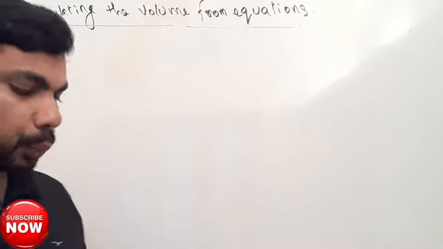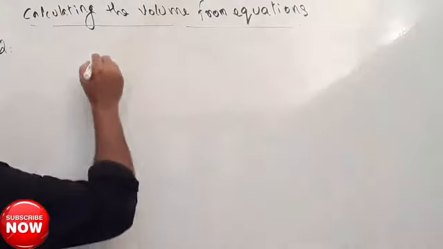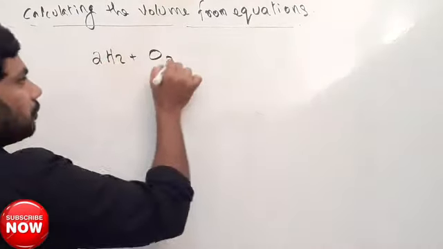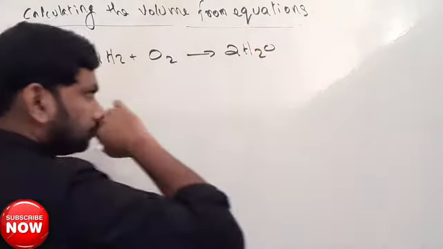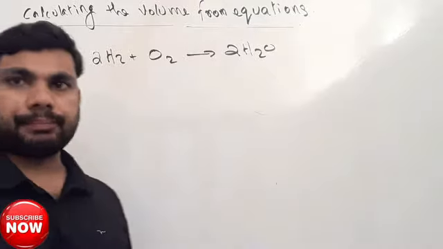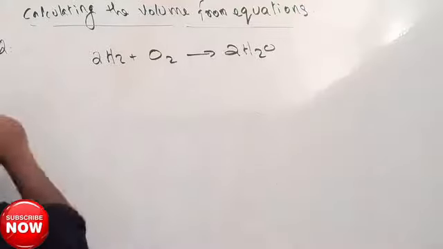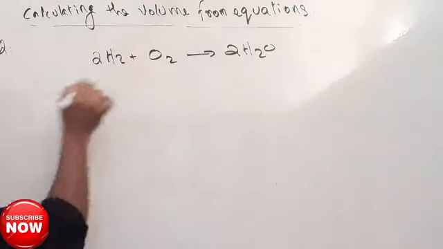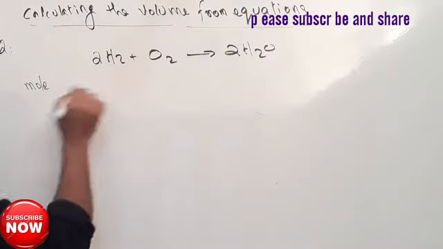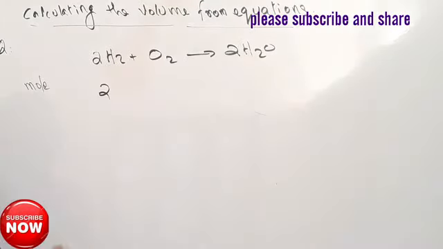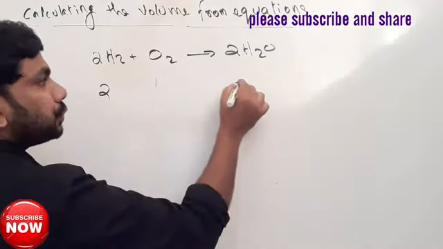First we have to write the balanced equation. Hydrogen reacts with oxygen to form water: 2H2 plus O2 giving 2H2O. This is the balanced equation. As we learned before, from the balanced equation we get moles: 2 mole hydrogen, 1 mole oxygen, and 2 mole water.